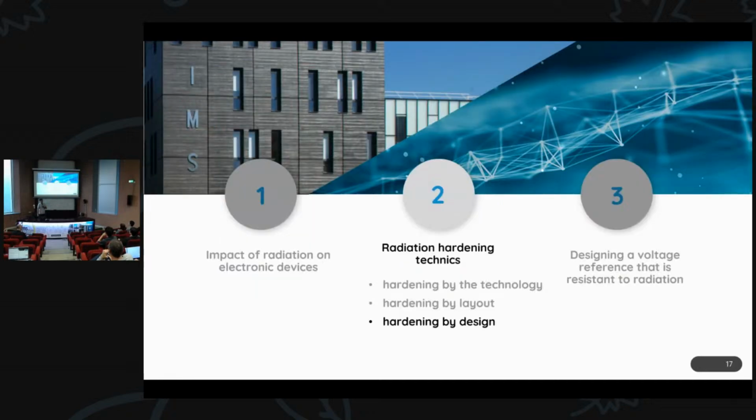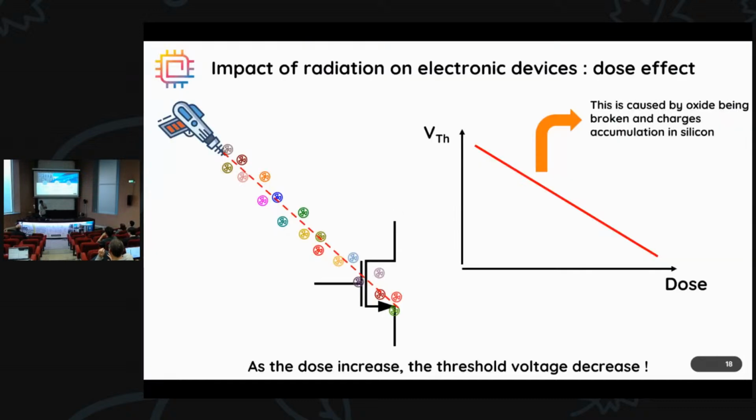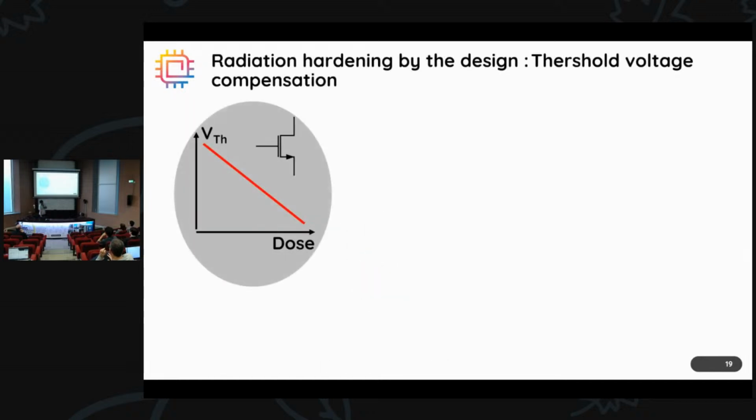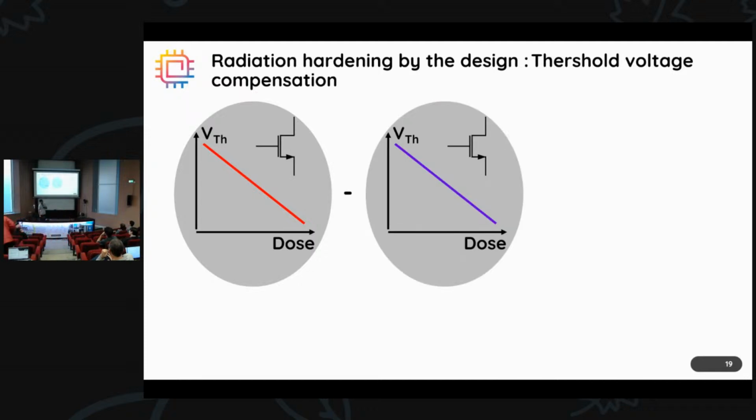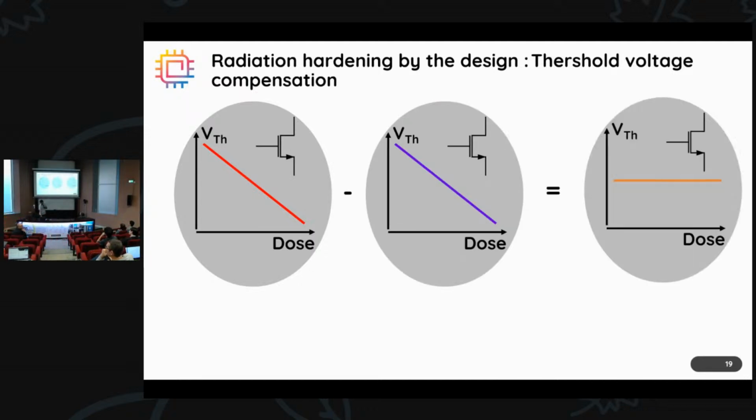Now I will explain the hardening by design, which is more for the dose. The dose effect, if you remember this slide: as the dose increases, the threshold voltage of the transistor decreases. This effect can be reduced by using not only one but two transistors, and by subtracting the two lowering threshold voltages against the dose, we can get a constant threshold voltage against the dose. We can do this by simply stacking the two transistors one on top of the other.